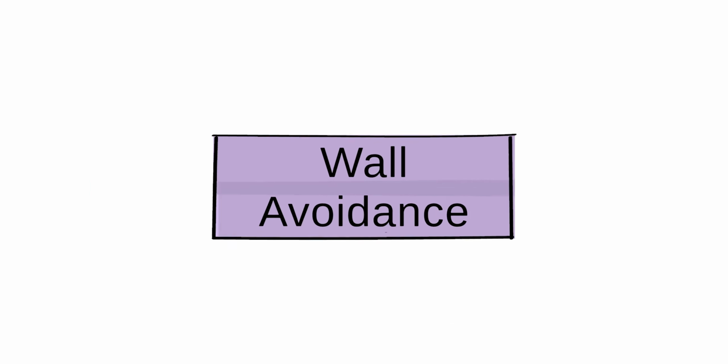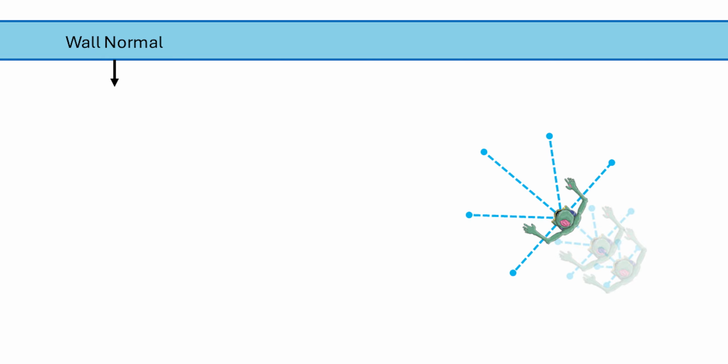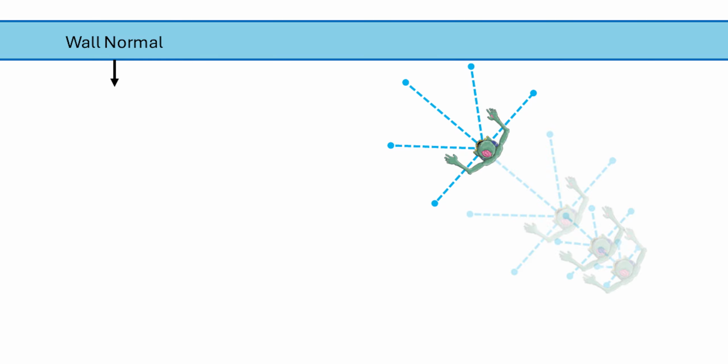Next up we have wall avoidance. This is a variation of the obstacle avoidance behaviours discussed in the previous video. So let's start with a wall, which has a normal. That's a unit vector that points away from the wall. When our zombie moves forward, its whiskers move further out to give it time to respond, just as was done with the obstacle avoidance behaviour.